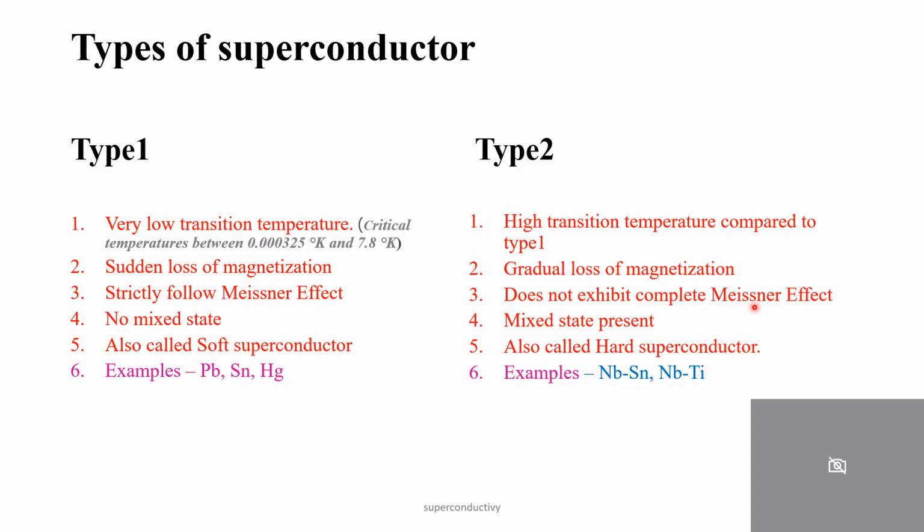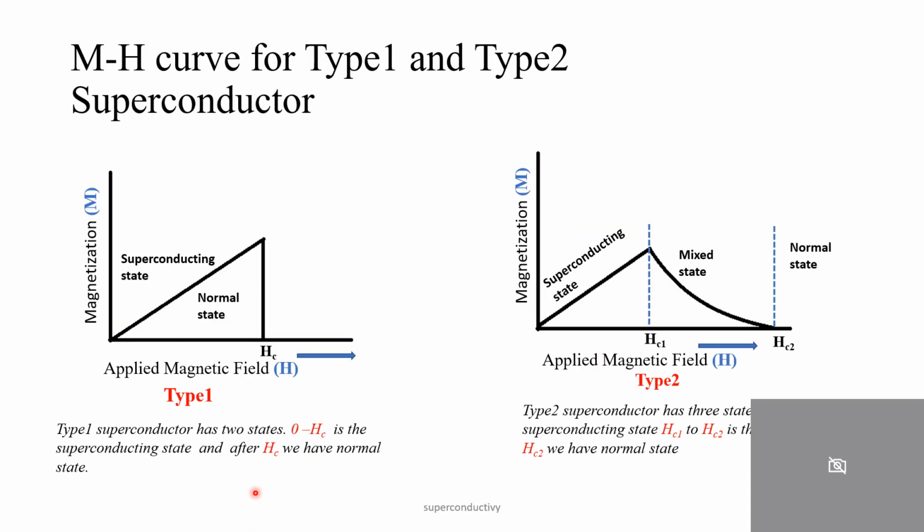Now, types of superconductor. There are two types of superconductor, type 1 and type 2. This is the type 1 superconductor, and this is the plot of the type 2 superconductor. This is the magnetization curve of type 1 and type 2 superconductors.